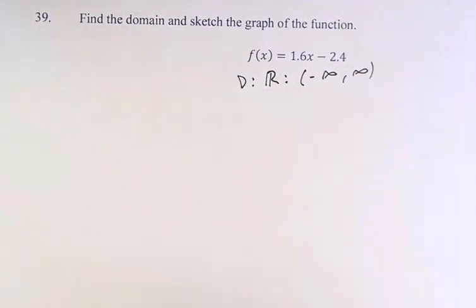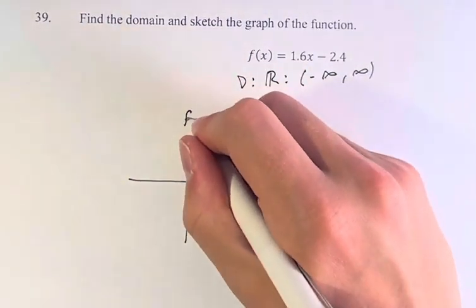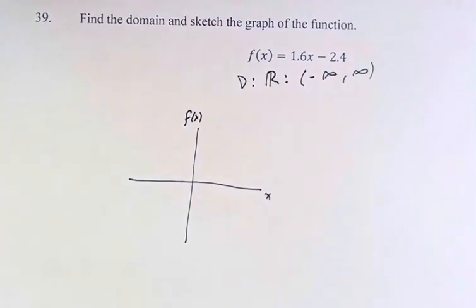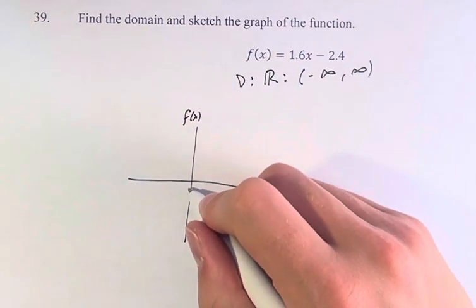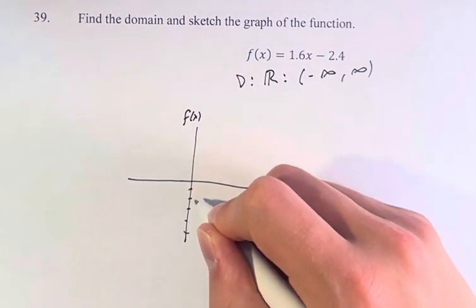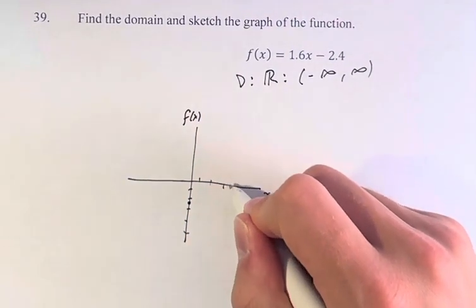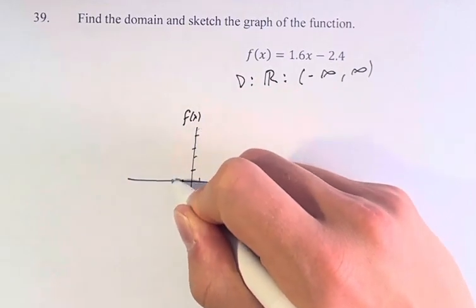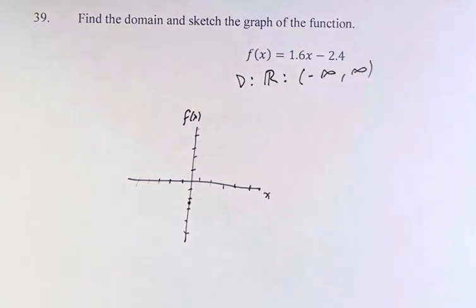Now let's sketch the graph. In the xy plane, where we have f of x on the y-axis over x, we have a line here, right, a linear function. The y-intercept is negative 2.4, so that'll be somewhere around here. And then all that really matters is where the x-intercept is, because that'll just be another point we can plot in, and then we can graph the line between them.